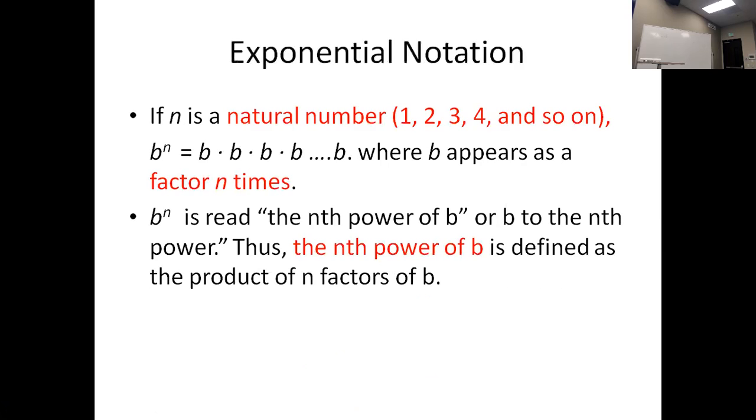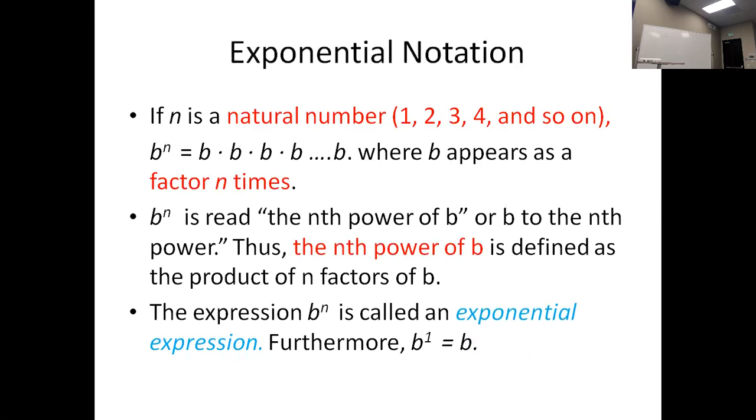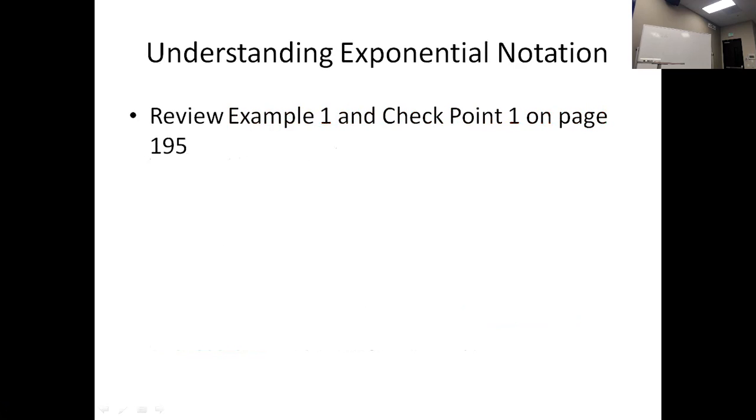b to the power of n is read the nth power of b, or b to the power of n. The nth power of b is defined as a product of n factors of b. This is called an exponential expression. b to the power of 1 is equal to b. b to the power of 0, any number to the power of 0 is equal to 1. Okay? Good to know.